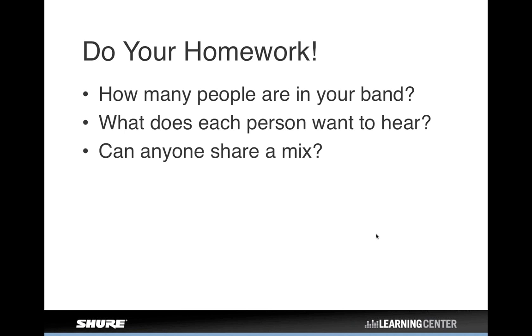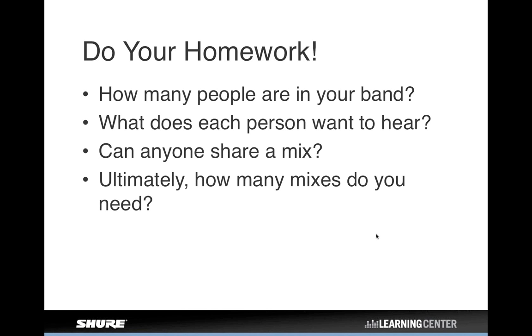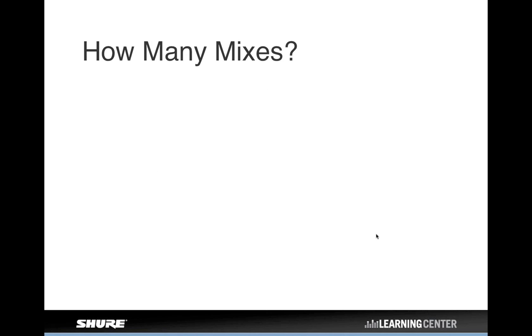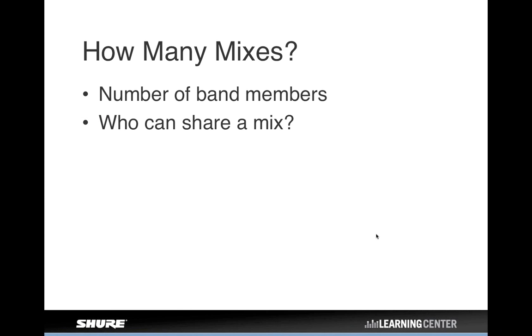So that's the next thing. Can anyone share a mix? And then ultimately that leads to how many mixes you need. So how many people are going to use them? What do they want to hear? Can anyone share? And that will lead you to how many mixes you need, which then determines how many transmitters you're going to need. So that's where we're at here.